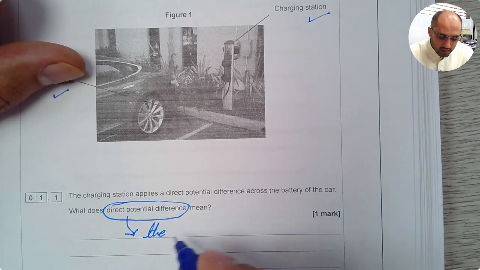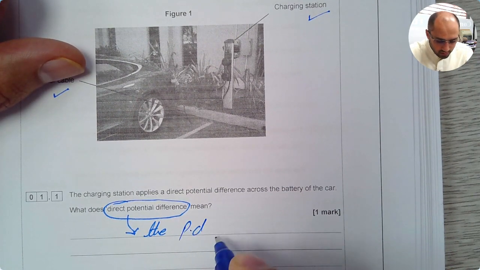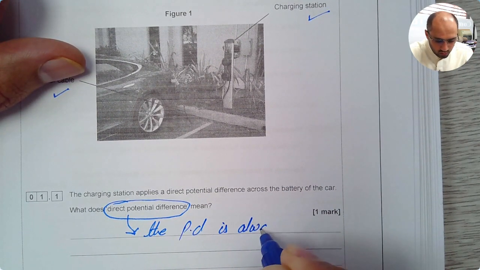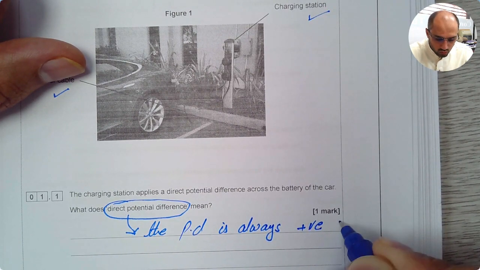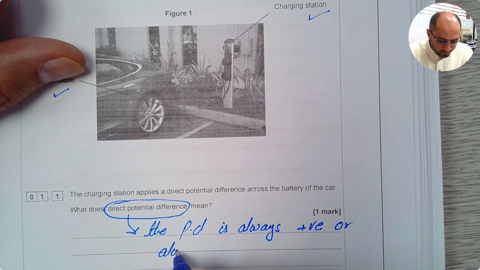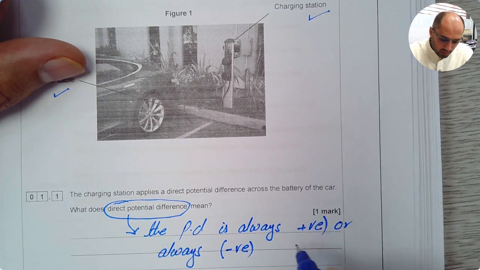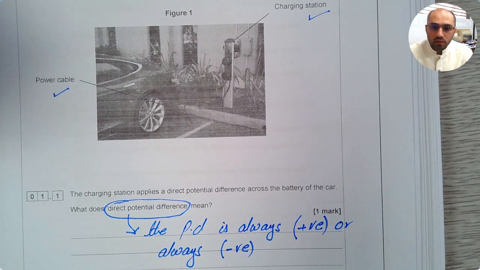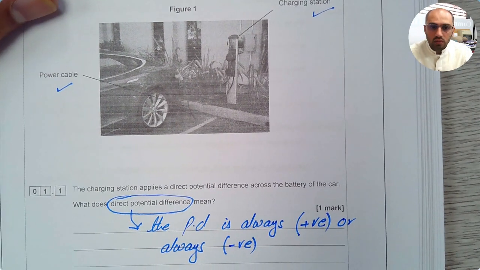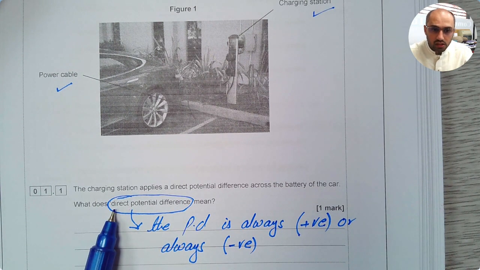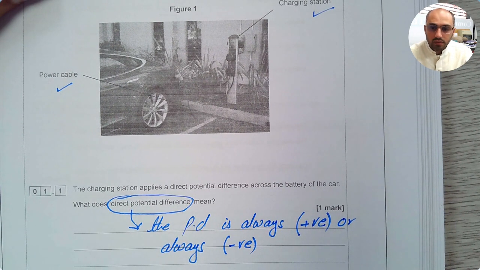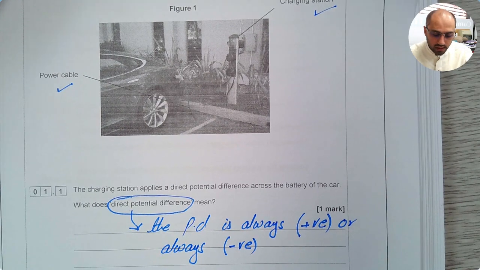This means the PD is always positive or always negative. So it will not change its polarity. It will remain always positive or it will remain always negative. If it was alternating potential difference, then it will change its polarity between positive and negative value.